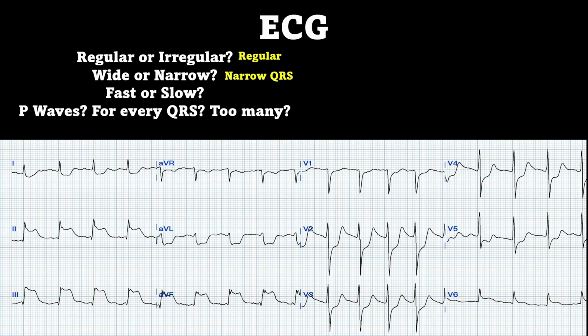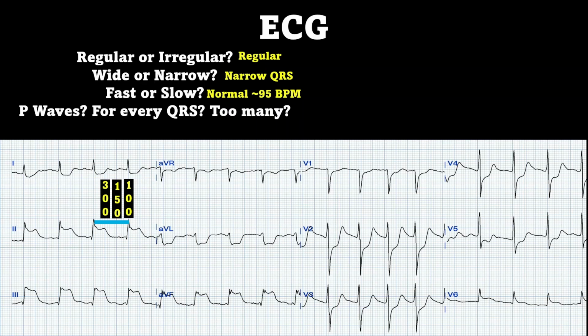Next, is it fast or slow? Because it's a regular rhythm, I always like to do the down and dirty easy way of the big box method. So 1 big box away from a QRS is 300, 2 big boxes away is 150 beats per minute, 3 big boxes away is 100 beats per minute. And this is a little bit after 3 big boxes, so it's about 95 beats per minute, so it's going to be normal. Next, we look for P-waves.